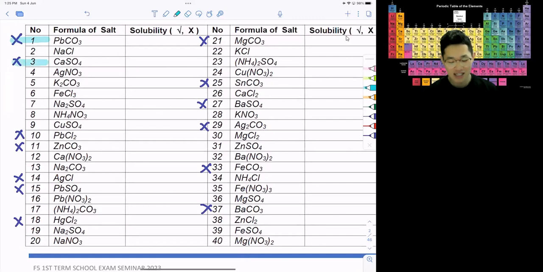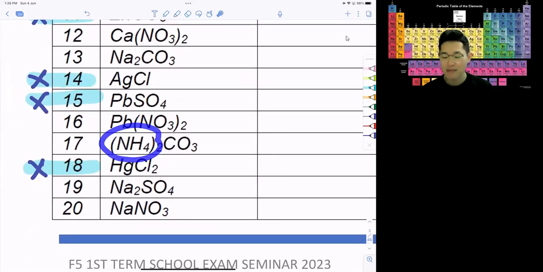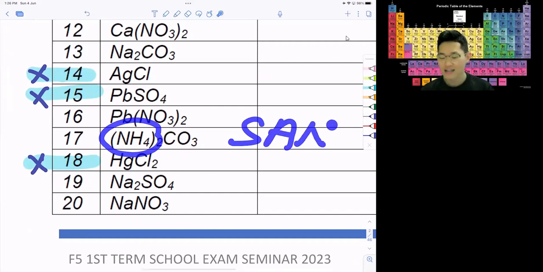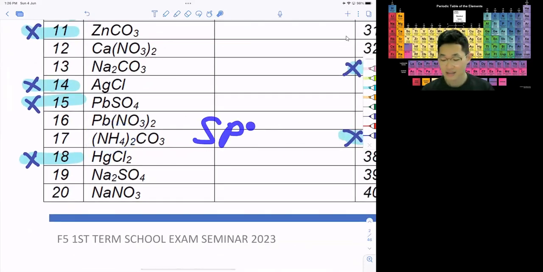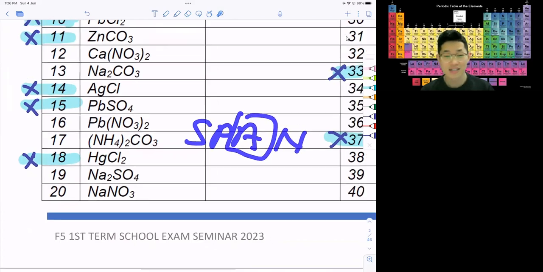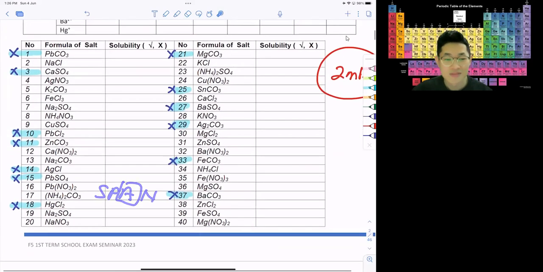Correct me if I'm wrong, please. I just went through one time only just now. If I missed out any of the examples, please let me know. Or is there any question you want me to discuss? 17, let me see. 17, we have ammonium here. Ammonium is in the span. Yeah. So it is soluble. So 17 is soluble. And that's all.